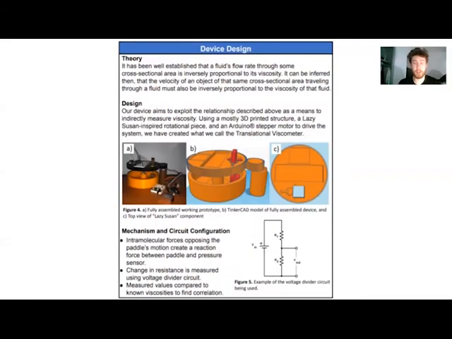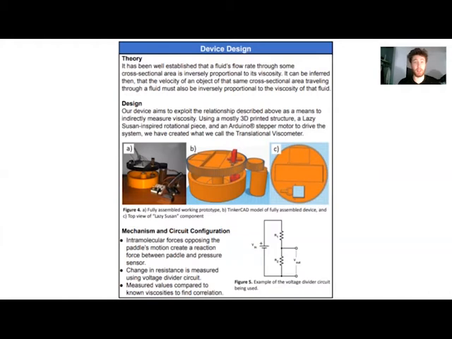Our device's design is based on the relationship between a fluid's flow rate and its viscosity. That relationship is formally defined as the flow rate being inversely proportional to the viscosity of the fluid. But all that really means is that thicker fluids or more viscous fluids are more resistant to flow or displacement. Using that relationship, we can infer another relationship between the velocity of an object traveling through some fluid and the viscosity of that fluid. And that's the relationship that our device is trying to exploit in order to indirectly measure viscosity.